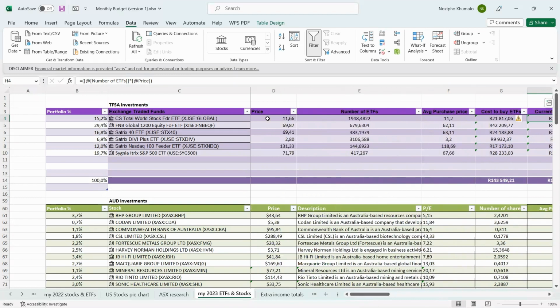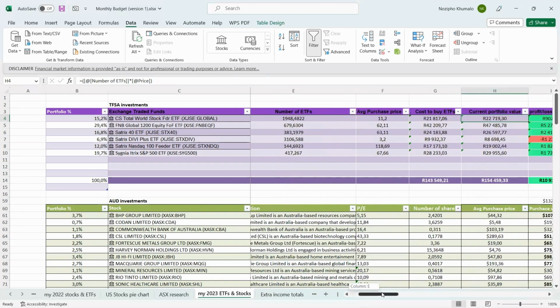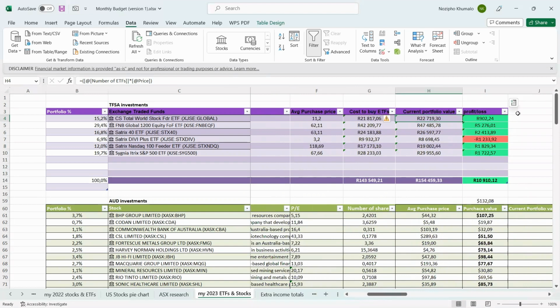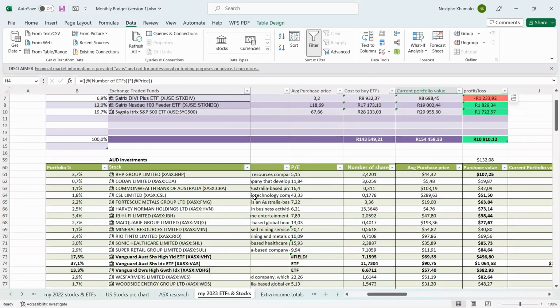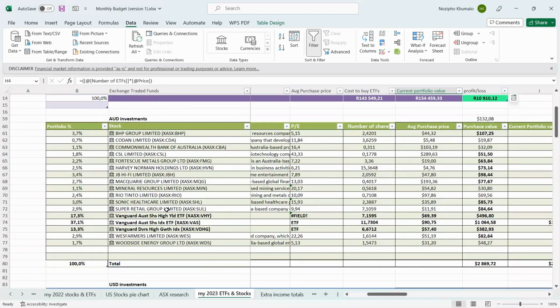Let me scroll back. So here's the price, this is from the internet. It'll take this column, number of ETFs, multiplied by that, and it gives me the current portfolio value. Then here where it says profit or loss, that's also calculated. This one is very simple. It'll take this cost to buy ETFs and subtract it from the current portfolio value. That's how you know your profit or your loss. Same thing applies to the rest of the tables as well.